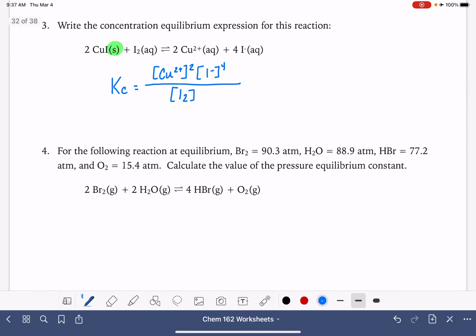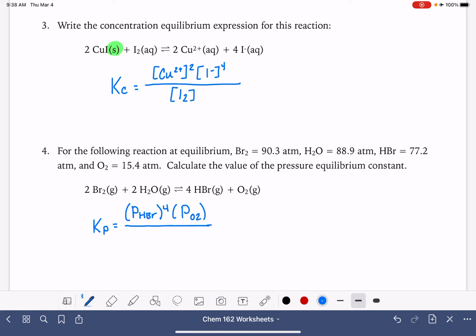Now for this next problem, we're going to actually do an equilibrium constant calculation. So we've got some pressures and then an equation, and we're being asked to calculate the value of the equilibrium constant. The first step in doing this is writing the equilibrium expression. So I'm going to begin by writing the Kp equilibrium expression, products first, so the pressure of HBr raised to its stoichiometric coefficient times the pressure of O2 raised to its stoichiometric coefficient. I left off the P there.